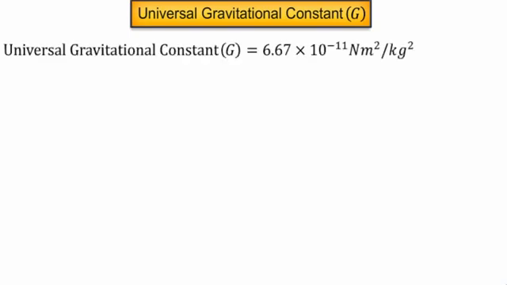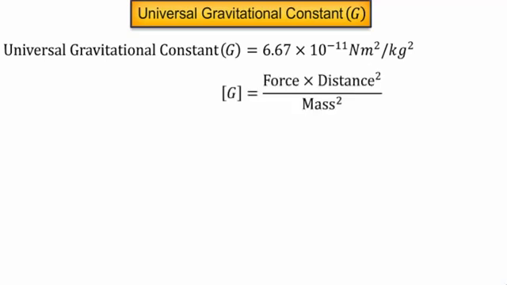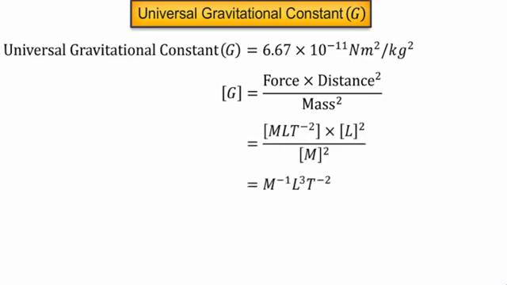For example, the universal gravitational constant G is a constant whose value is 6.67 into 10 power minus 11 Newton meter square per kg square and is denoted by the expression G is equal to force F into distance d square by mass m square. Thus, the dimensional formula of G is obtained as shown. We obtain the dimensional formula of G as M power minus 1 L power 3 T power minus 2. You will learn about G in detail later in the course.